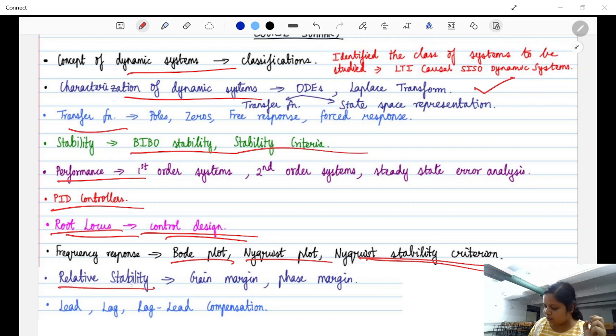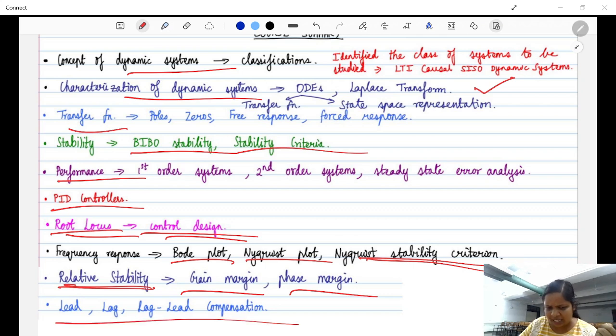Then we went to the concept of relative stability, where the position of the pole really has an impact, that is, what is the margin that we have before we reach the verge of instability. The gain margin and phase margin help us determine that: if both of them are positive, the system is stable. Then we went through lead and lag and lead-lag compensators. All of these were covered in the course.